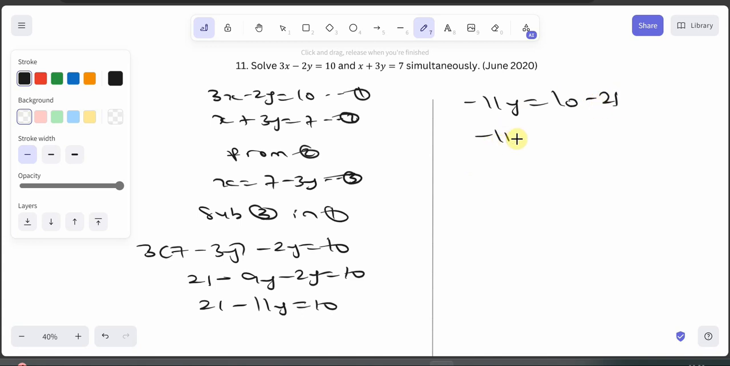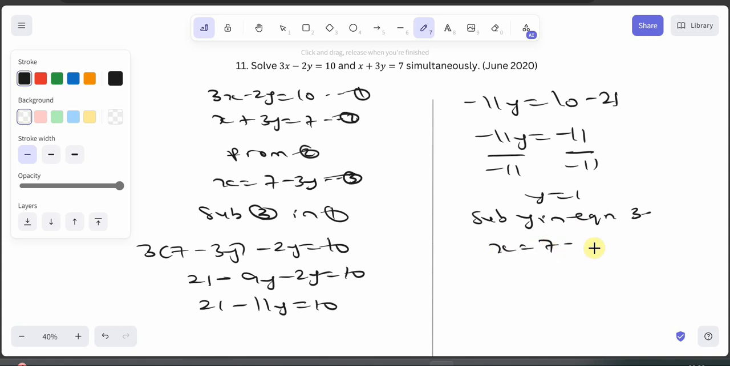So minus 11y will be equal to minus 11, yeah? And if I divide both sides by minus 11, my y will be equal to 1. Also, I can substitute y in equation 3. That will be x is equal to 7 minus 3(1), and this will be 7 minus 3, which is equal to 4. So you could say, therefore, our x is equal to 4, then our y is equal to 1. So these are our answers to this particular question.